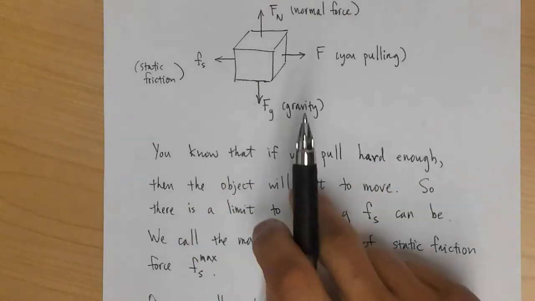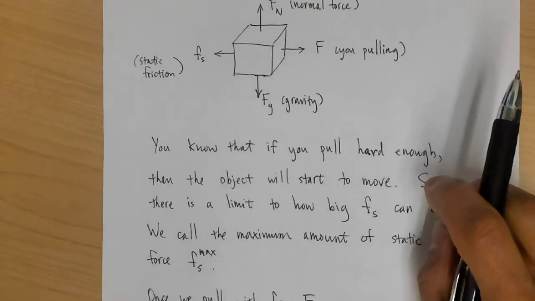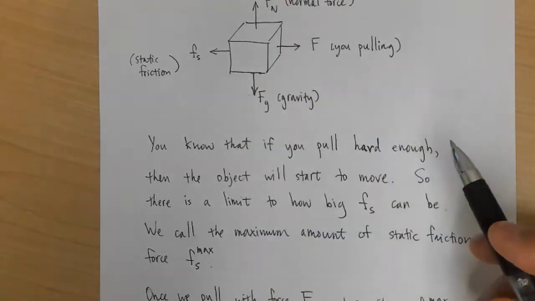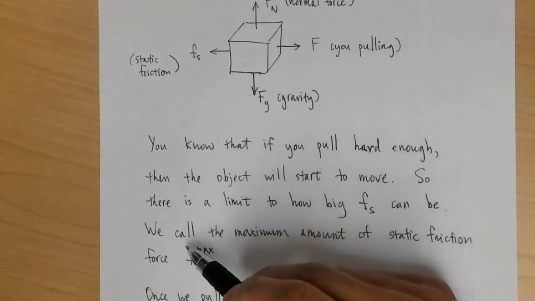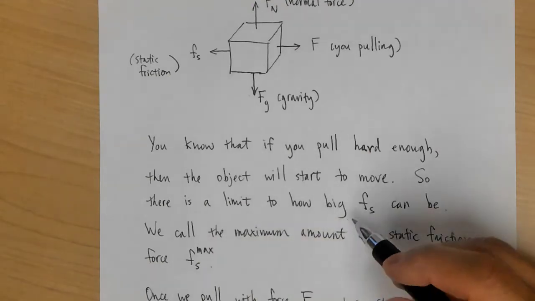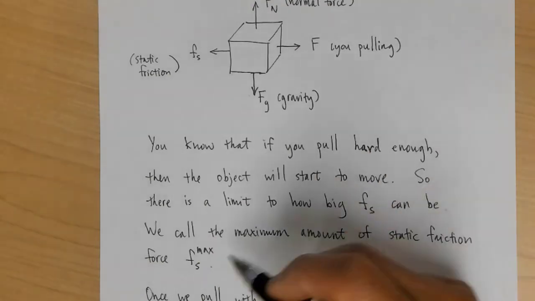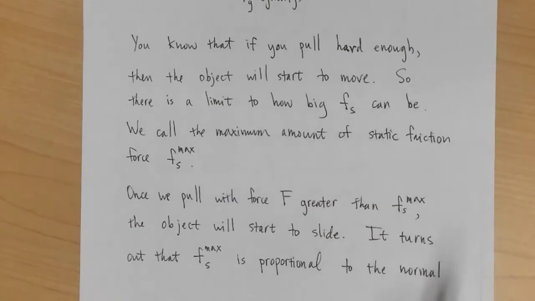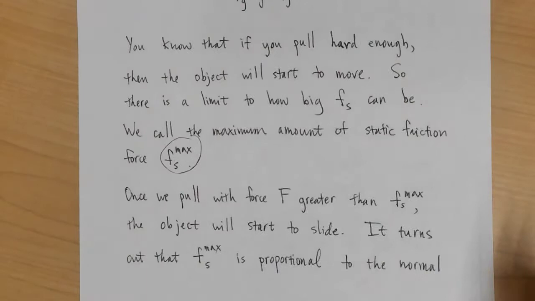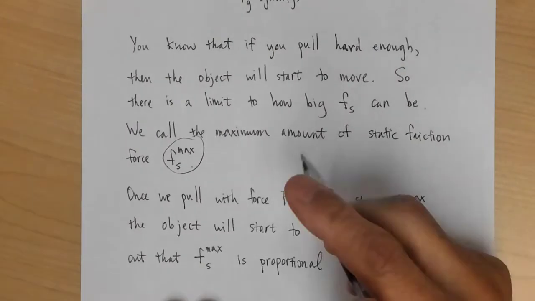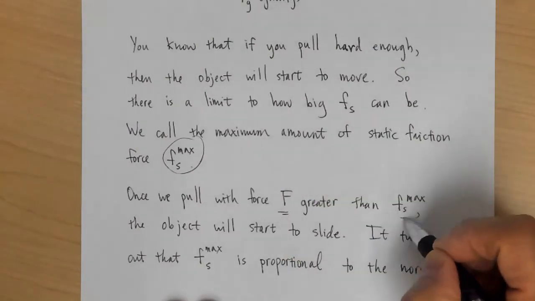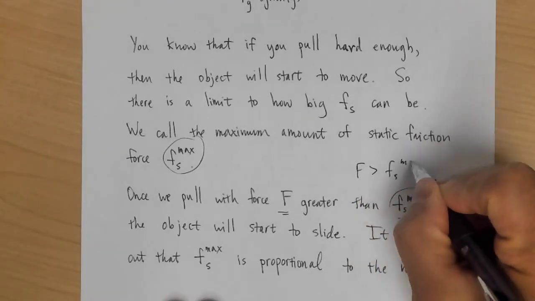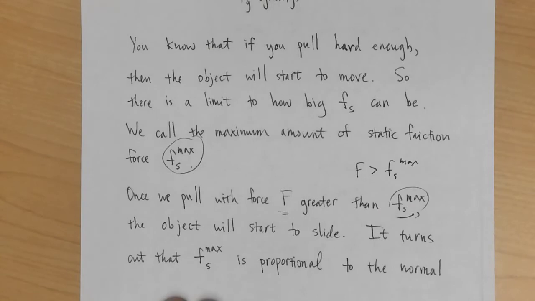If we pull hard enough, then the object will start to move. So there is a limit to how big this static friction force can be. We call the maximum amount of static friction force Fs maximum, the maximum static friction force. If we pull with a force F that exceeds this maximum value, so if F is greater than Fs maximum, then the object will start to slide.